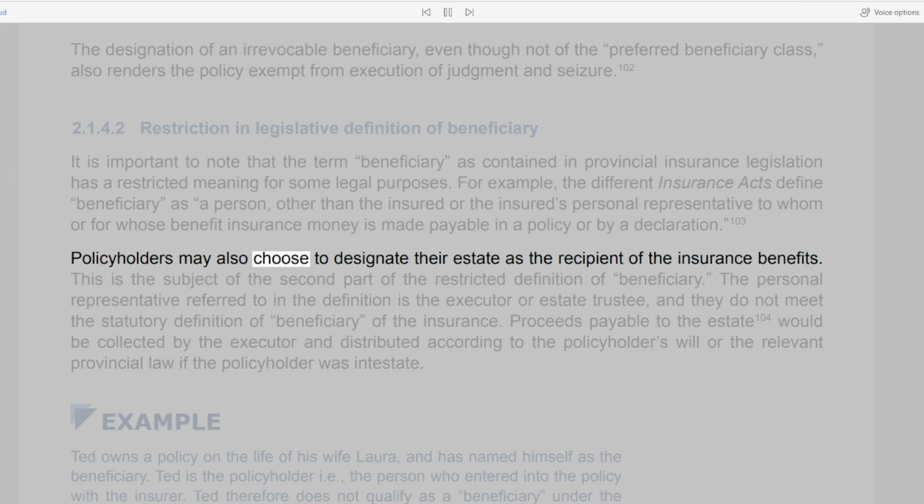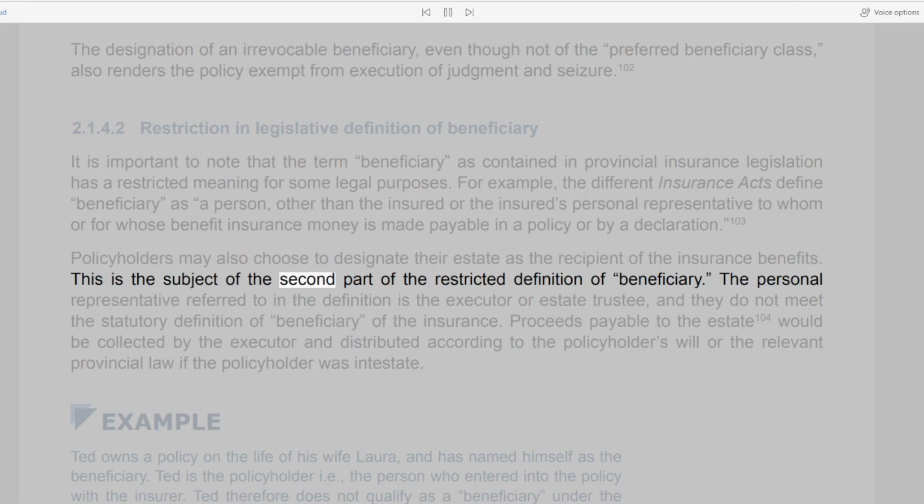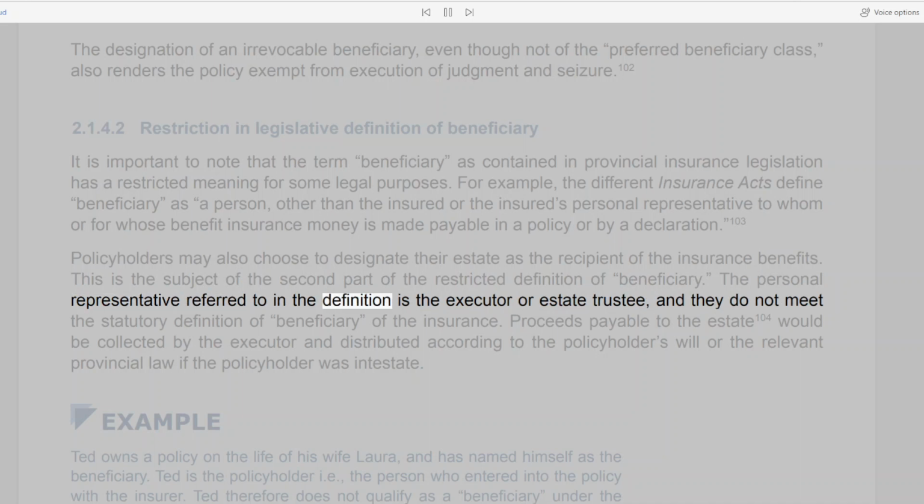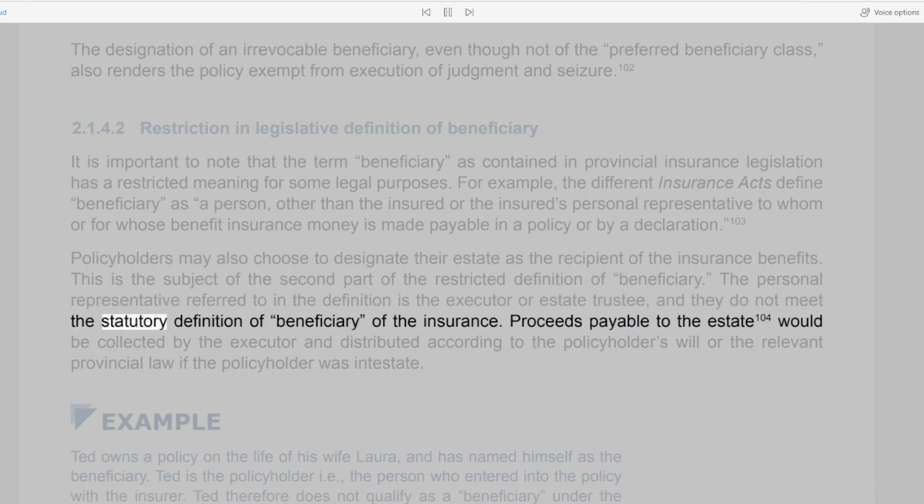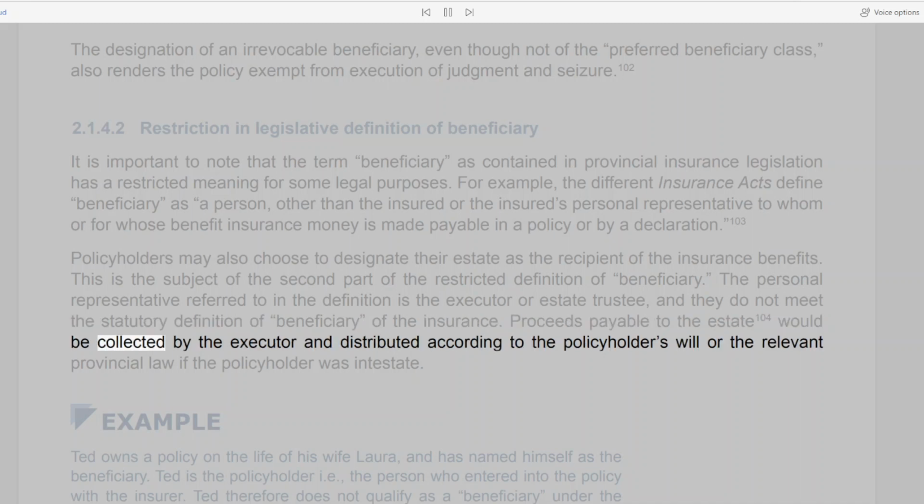Policyholders may also choose to designate their estate as the recipient of the insurance benefits. This is the subject of the second part of the restricted definition of beneficiary. The personal representative referred to in the definition is the executor or estate trustee, and they do not meet the statutory definition of beneficiary of the insurance. Proceeds payable to the estate, 104, would be collected by the executor and distributed according to the policyholder's will or the relevant provincial law if the policyholder was intestate.